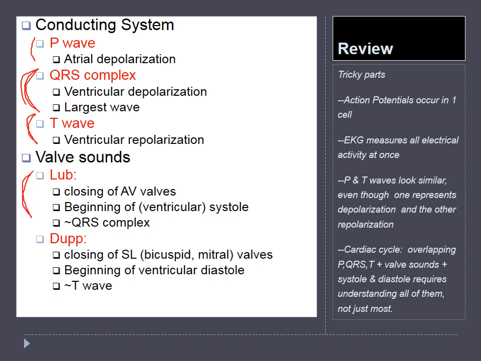And then we also talked about the sounds the valves make as the heart goes through the contraction cycle, the lubb and dupp sounds. The lubb sound corresponds to the QRS complex. We hear this sound when the ventricles are contracting. And the dupp sound occurs during the T wave. We hear the second sound when the ventricles relax and the semilunar valves have to close.